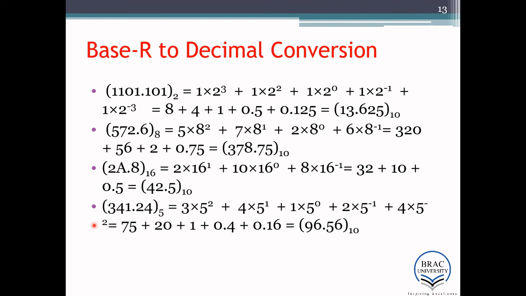Similar thing here, 341.24. This is pental, so the base is 5. So 1 into 5 to the power 0, 4 into 5 to the power 1, 3 into 5 to the power 2, plus 2 into 5 to the power minus 1, plus 4 into 5 to the power minus 2. Altogether it will be 96.56. So this is the equivalent decimal.